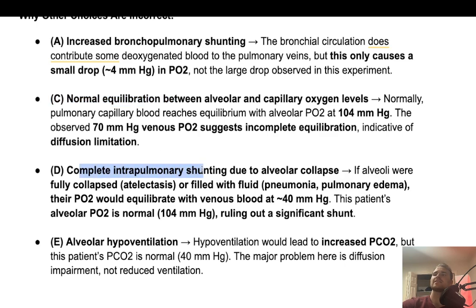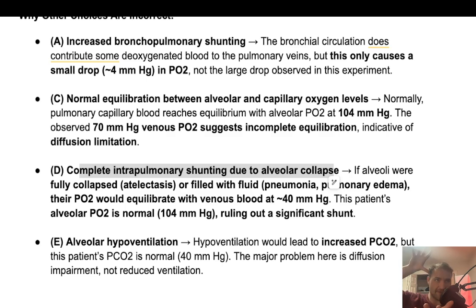D, complete intrapulmonary shunting due to alveolar collapse. If it were completely collapsed or filled with fluid, then PO2 would equilibrate with the venous blood. If there's no diffusion, then it would be identical, it would just match that exact rate. So if atelectasis occurs, then PO2 would drop and match the systemic venous. The reason is that alveolar is 104, and the pulmonary venous should be like 100 because blood equilibrates with the alveolar air.